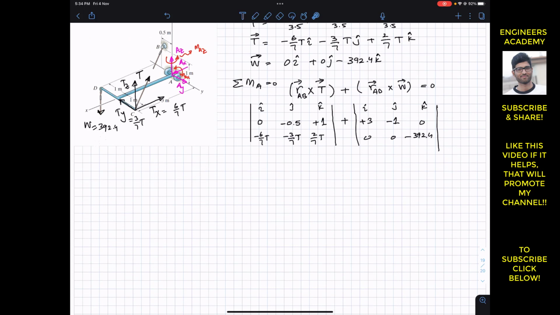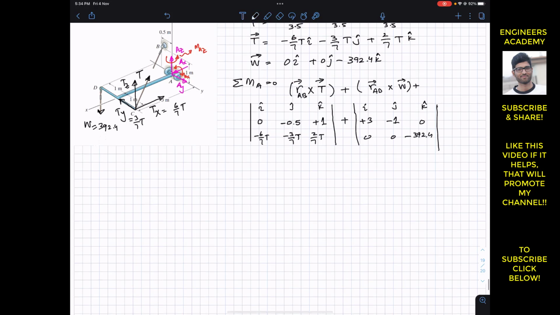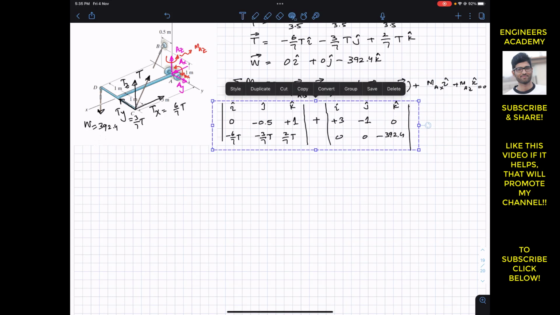Then we need to add up the moment about the x and the moment about the z, since we have these couple moments at A as well. So this is not equal to 0, we have to add up those moments as well. This Max is about the positive i, so I will write plus Max in the positive i, and then we have Maz in the positive k, and this is equal to 0. Similarly, we have to add up both of those couple moments in this equation.